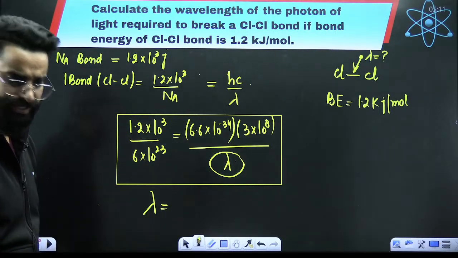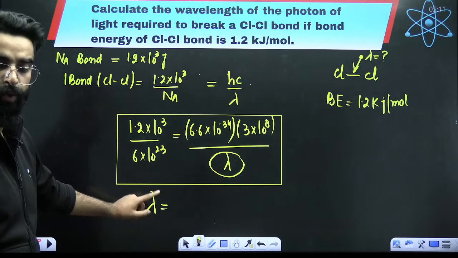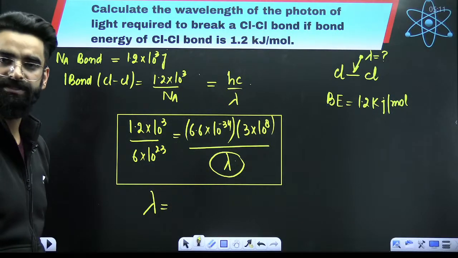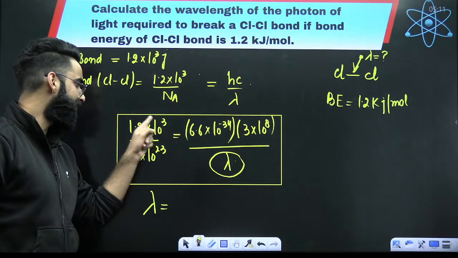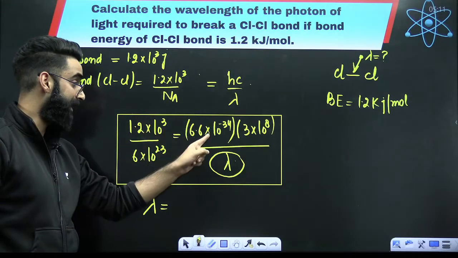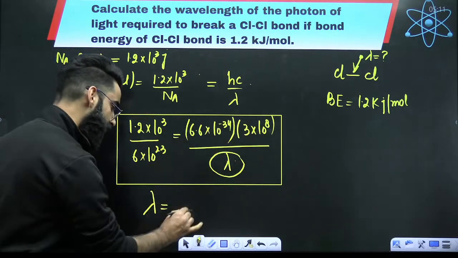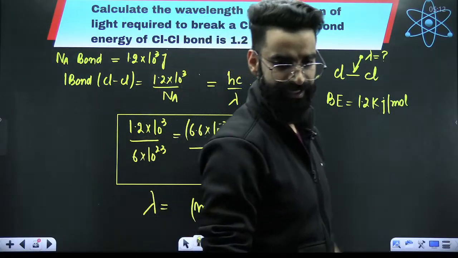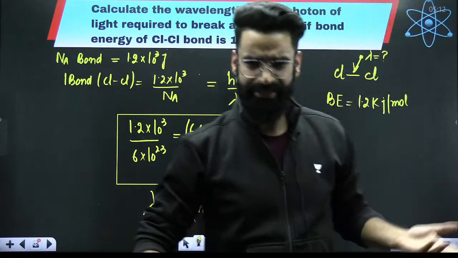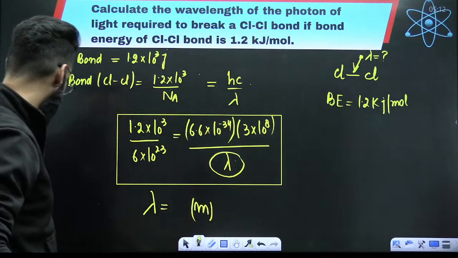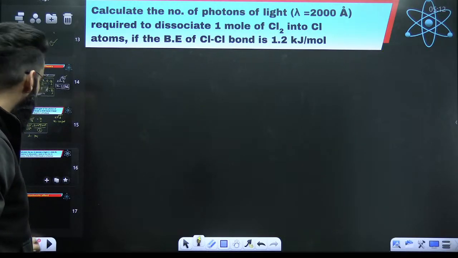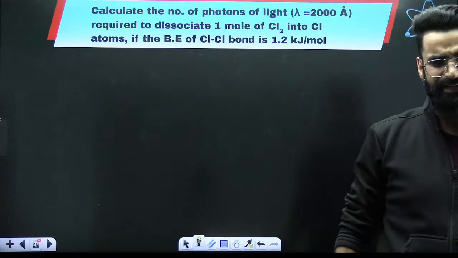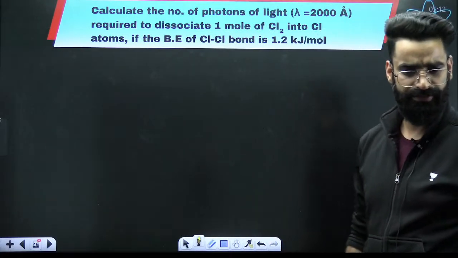And my dear students, the point is this lambda: what will be the units of lambda after this calculation is done? Since this term you have taken in joules, SI system, lambda value will come in meters as per SI system only, right? Is that clear, people? I believe these sort of questions you can easily solve. Okay, look at this particular question. One more similar type of question, and I believe you can solve this question as well.